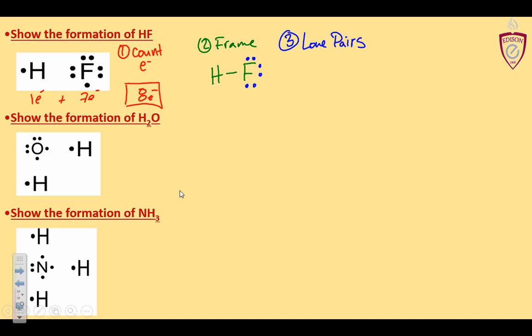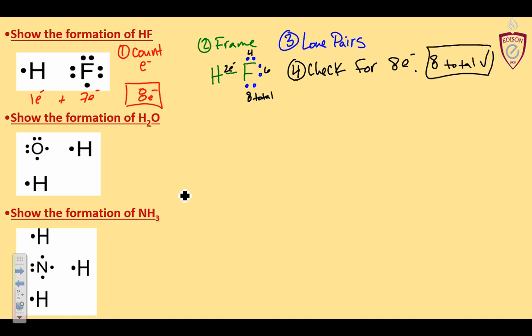The last part, we have to check in 2 dimensions. First, check for the 8 electrons that we started with. I've got 2 electrons in the bond, and each one of these dots represents an electron, so there's 4, 6, 8 total. I have 8 total, and I started with 8. I'm good. Now I have to check for the octets.